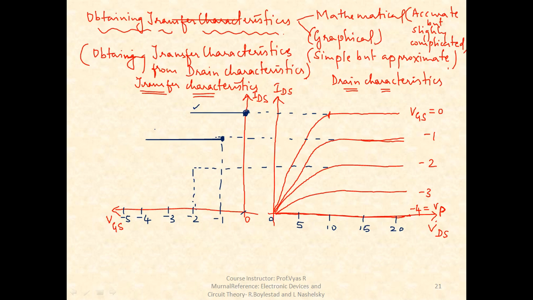Sorry for these two lines. These are unintentional, due to a problem with the pointer of the pen, so you can just ignore these lines. We have got one more point. Similarly, when VGS is -3, we'll be getting another point. Finally when VGS is -4. Now I'll just join the points.